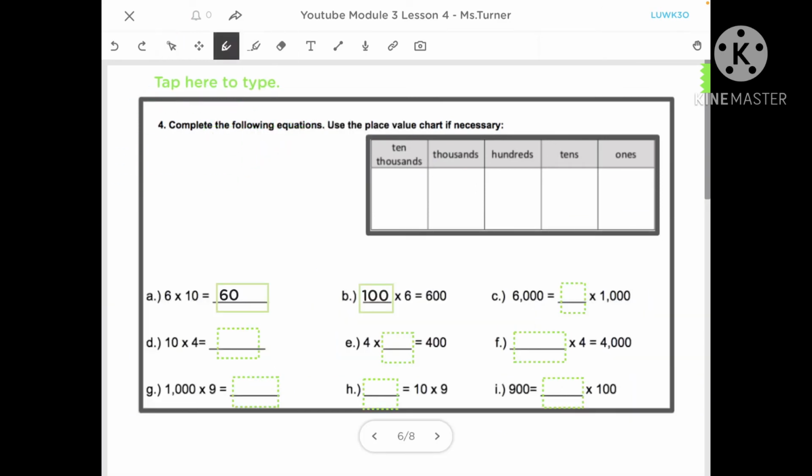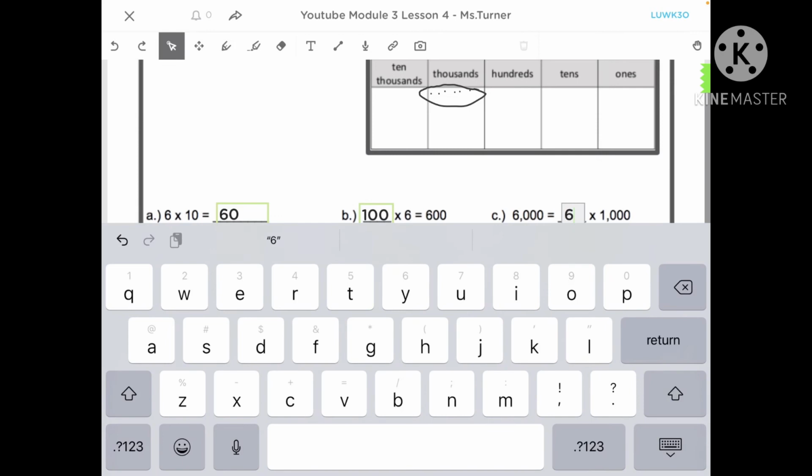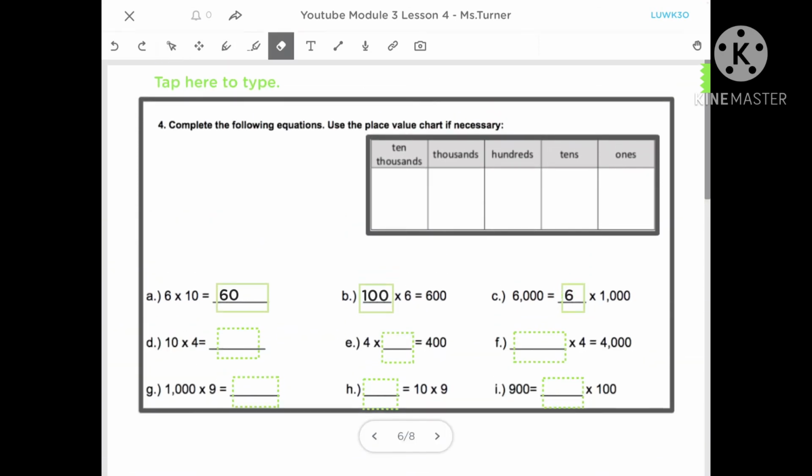So let's go ahead and count our 6,000s. 1, 2, 3, 4, 5, 6. This is where I'm ending. And whatever I'm doing, I'm multiplying by 1,000 all the way to get to 6,000. So what would I be multiplying by 1,000 in order to get to 6,000? Yes, 6. 6 times 1,000.